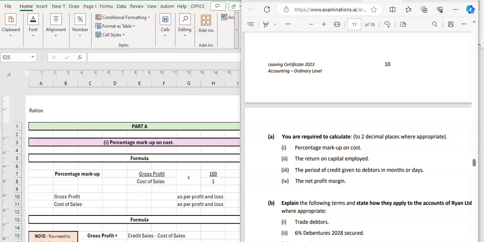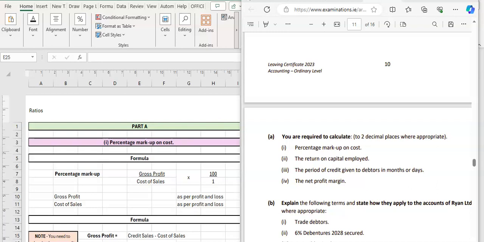Okay, so let's have a look at the ratio question for 2023 Rhine Limited, and we'll look at part A, and the first one says the percentage markup on cost. So if you're looking for the percentage markup, the first thing you need to do is know the formula. So the formula for percentage markup is your gross profit divided by your cost of sales.